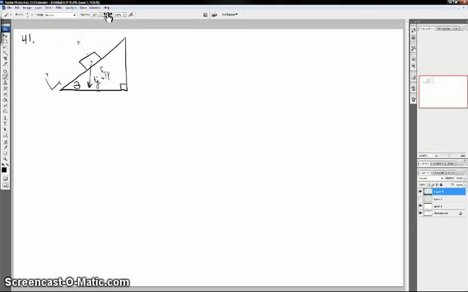Let me erase that. So it would be pointing upward, perpendicular away from the incline. So the force of gravity is pretty easy. It's just mass times gravity. We derived what the y component of the force of gravity was the other day. We said it was just the force of gravity times the cosine of theta.